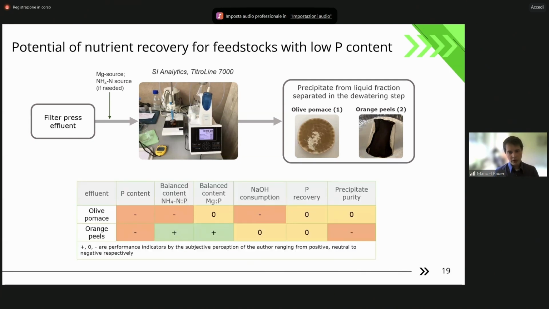So if you try to make it in a similar manner as I did before, we had to add ammonium and magnesium in the case of olive pomace to get a favorable ratio for supersaturation, so that we can precipitate the struvite afterwards. Then again, we had to use NaOH to make it basic again. And if we just look at the results, we had a mediocre P recovery in both cases of 50 and 60%. So 50% for the olive pomace and 60% for the orange peels, but the precipitate purity was quite bad, and even worse in the two cases.